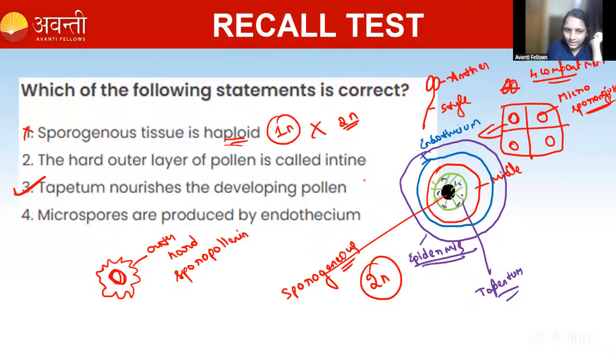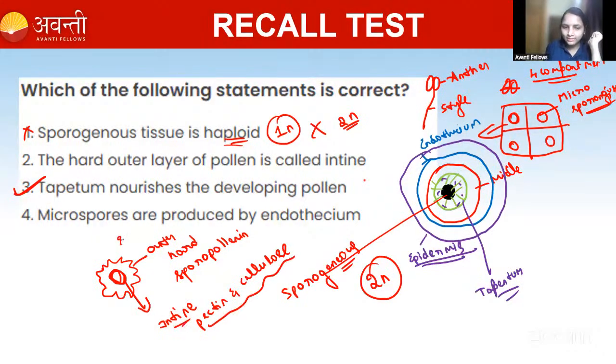Sporopollenin, right? The inner layer is smooth, made up of intine. We will call it intine, made up of pectin and cellulose. Yes or no? Pectin and cellulose, intine layer. The outer layer is called the exine. Exine, that is the hard layer, and it is made up of sporopollenin. Here they have given the outer layer of the pollen is intine. No, it is exine. Right.